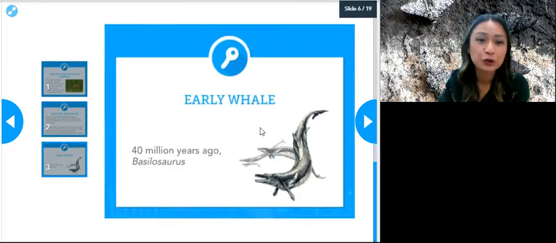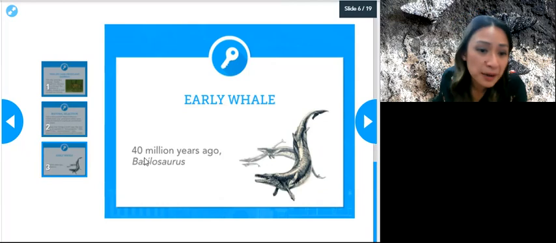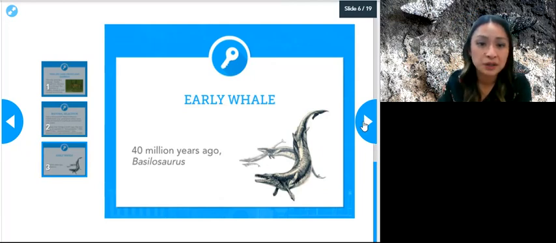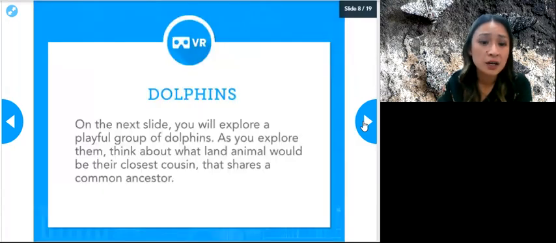And so an early whale from 40 million years ago is this Basilosaurus, right? So that's what it looked like back then. Early whale 40 million years ago. I'm going to go on to slide 8.